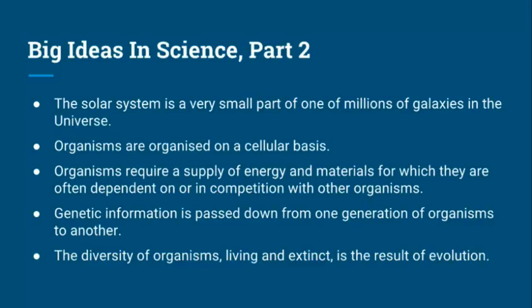The solar system is a very small part of one of millions of galaxies in the universe. Organisms are organized on a cellular basis. Organisms require a supply of energy and materials for which they are often dependent on or in competition with other organisms. Genetic information is passed down from one generation of organisms to another. The diversity of organisms, living and extinct, is the result of evolution.